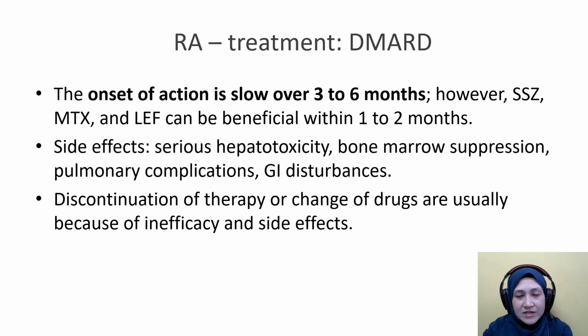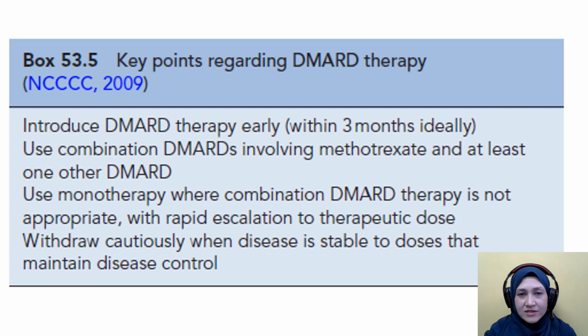The onset of action is slow, over 3 to 6 months. However, sulfasalazine, methotrexate, and leflunomide can be beneficial within 1 to 2 months. Okay, so side effect can be serious: hepatotoxicity, bone marrow suppression, GI disturbances. So discontinuation or change of drug is usually because of the inefficacy or side effect. So if the patient cannot tolerate the side effect of methotrexate, for example, it has to be discontinued and changed to other treatment. So these are the key points of DMARD.